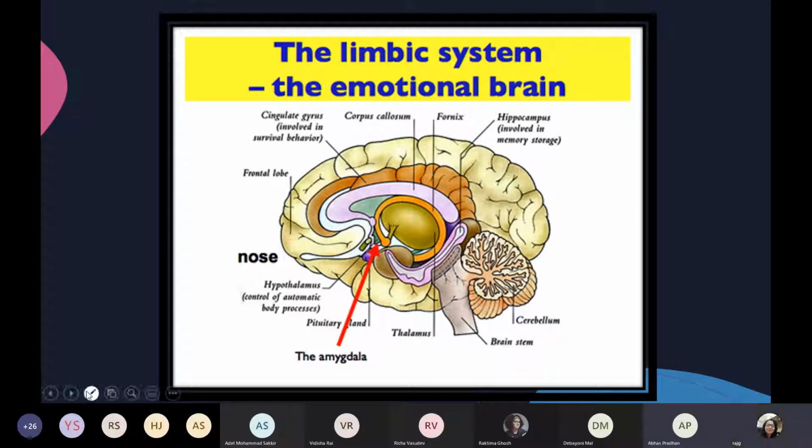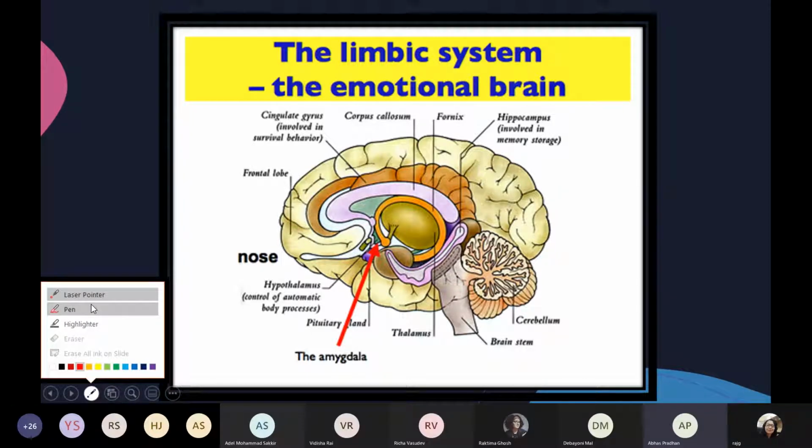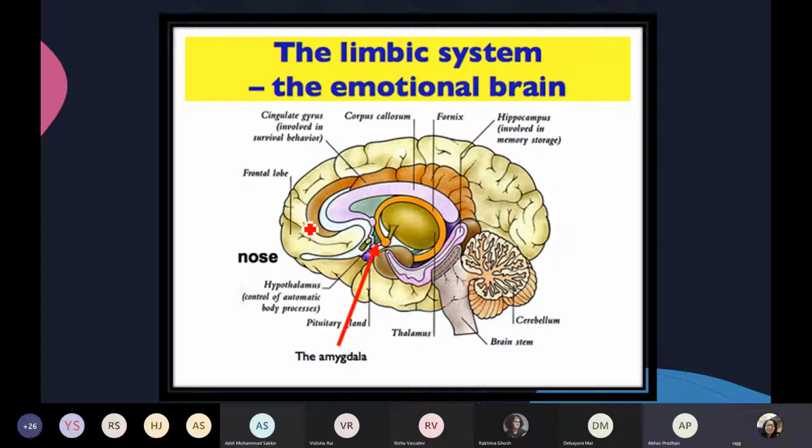This fleshy area is the cortex, and these structures that are below it, primarily these structures, are the subcortical structures. Sub means below, so that lies below the cortex. These subcortical structures include a few structures like the amygdala.